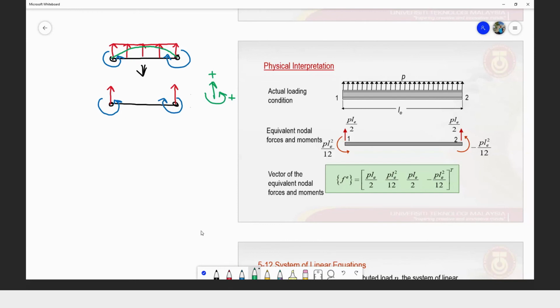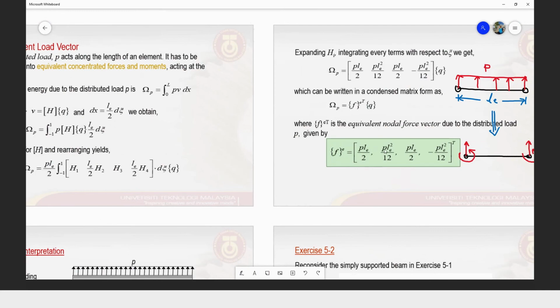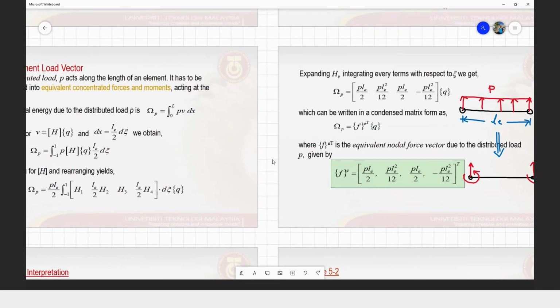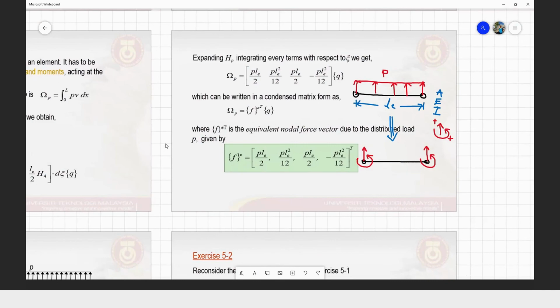Which is the conversion from P. Okay, from P it will become PL over 2 for the vertical displacement. PL over 2, this is its value. So you all can read the conversion yourselves here. Okay, how is it converted? From point load, from distributed load to equivalent force and moment.